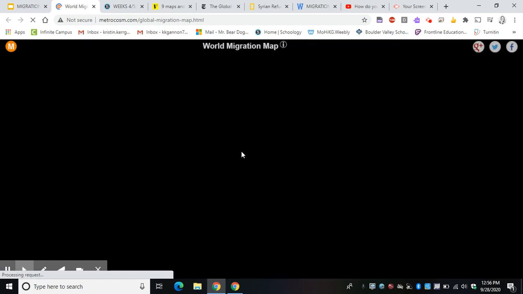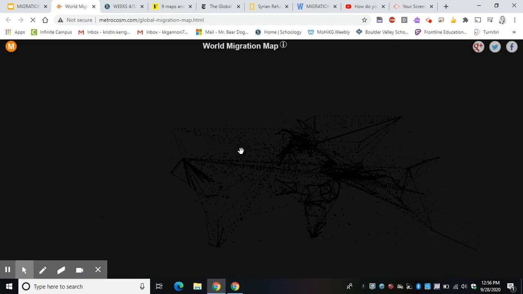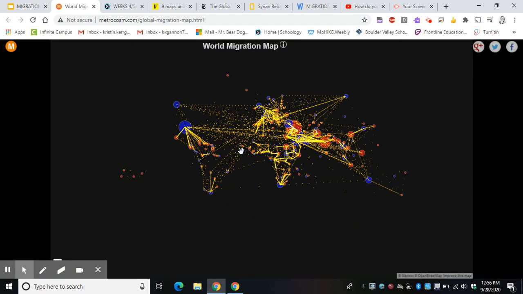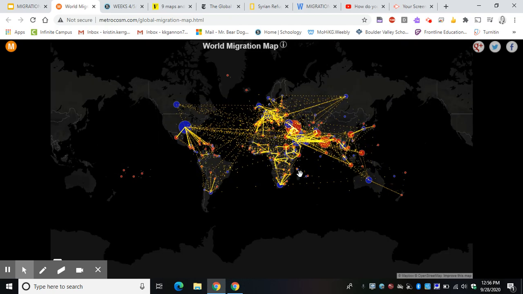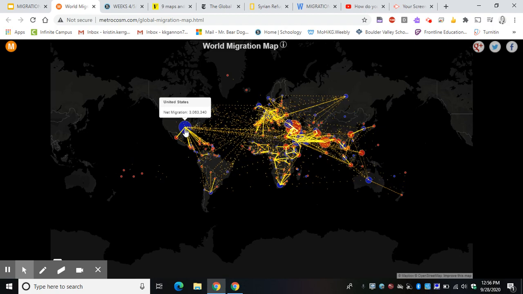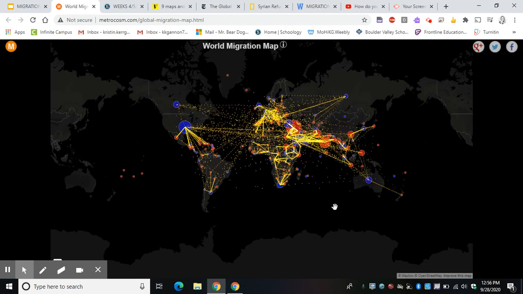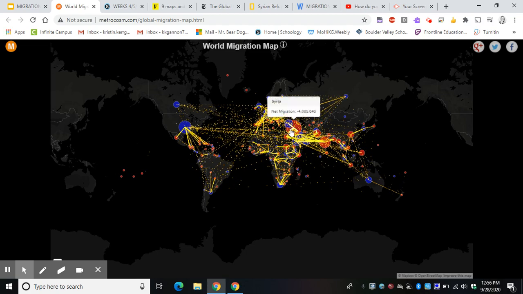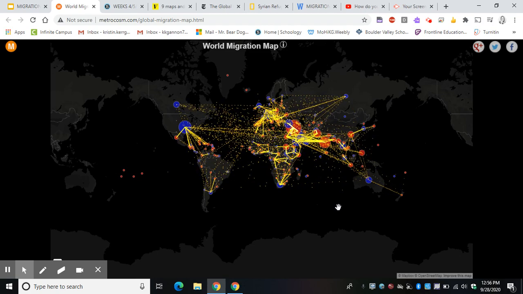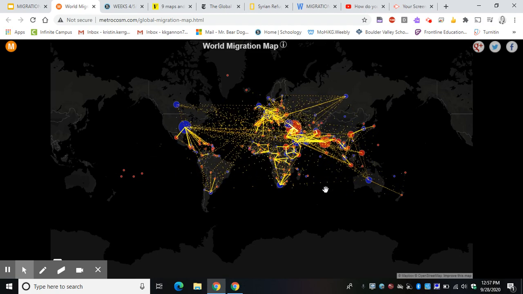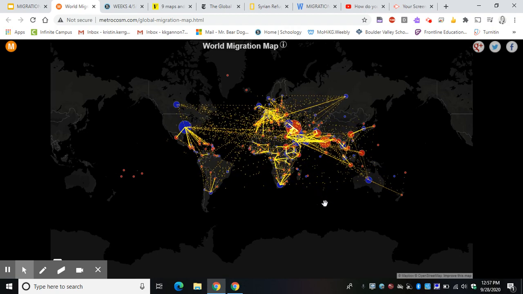So this is all of the migration at once, if I can get this GIF to work. Look at the blue is where they're going to. The red is where they're going from. And you can see there's a lot of people going from Syria. There's a lot of people going from India. This is like live right now.